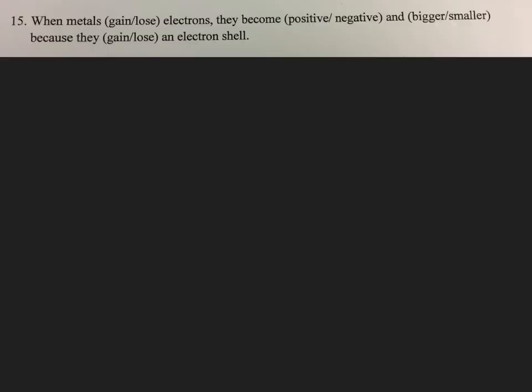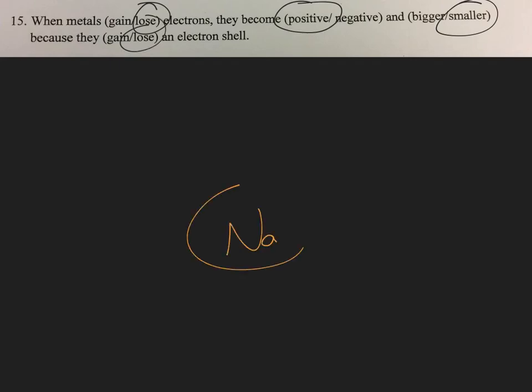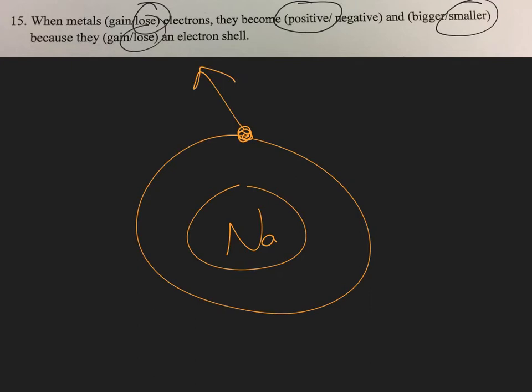When metals gain or lose, well, all metals tend to lose electrons. Once you lose an electron, you form a positive ion. Positive ions are smaller than their neutral atom because they have lost their outer shell. To use sodium as an example, sodium has 2 electron shells and 1 outer electron. When that electron goes away, this outer shell goes away. What's left is this inner shell, which is much smaller than what was there before. So positive ions are always smaller than neutral atoms.